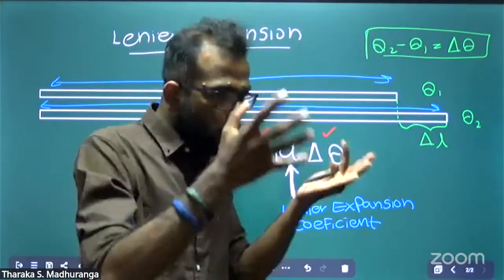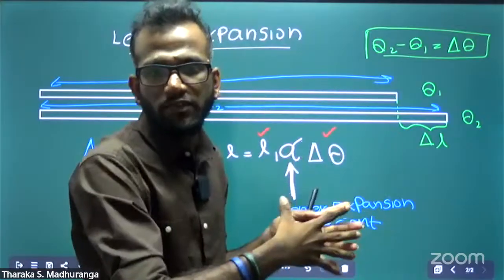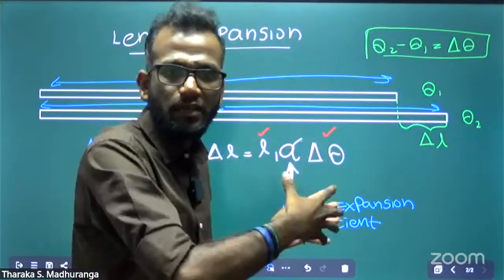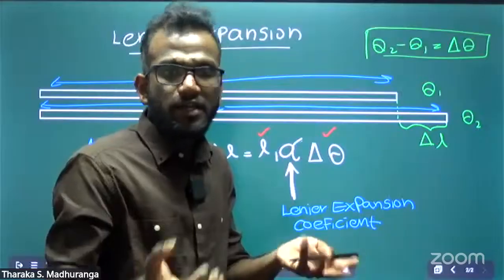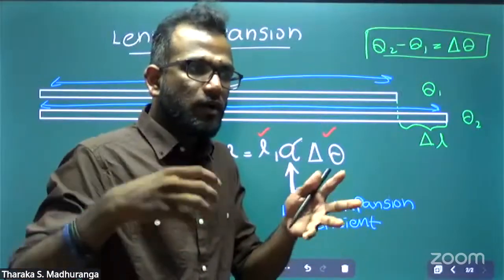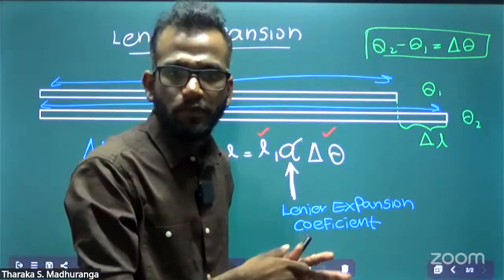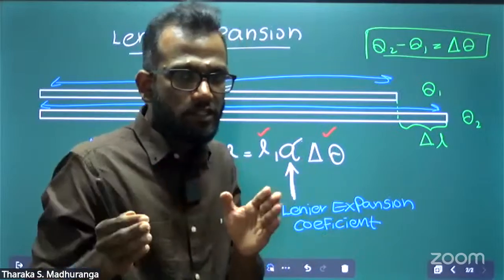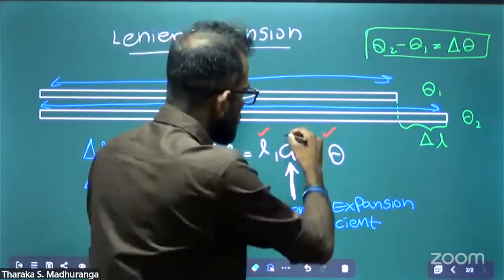As an example, for copper there is a specific alpha value. For aluminium, a specific alpha value. For iron, a specific alpha value. For lead, a specific alpha value. Okay, the linear expansion value changes when the matter type changes. That's why we say there are three main factors.